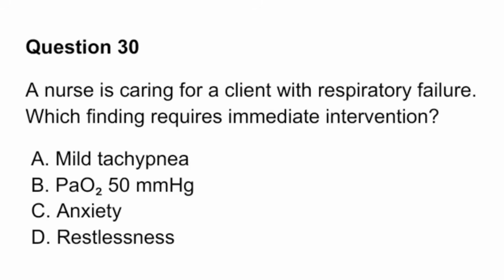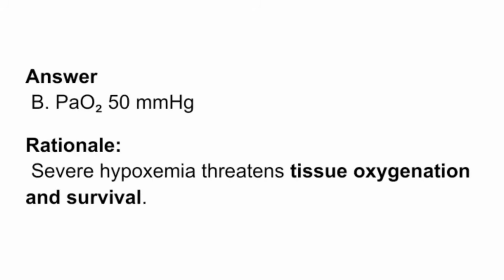Question 30. A nurse is caring for a client with respiratory failure. Which finding requires immediate intervention? A. Mild tachypnea. B. PaO2 50 mm mercury. C. Anxiety. D. Restlessness. The answer is B. PaO2 50 mm mercury. Rationale: severe hypoxemia threatens tissue oxygenation and survival.